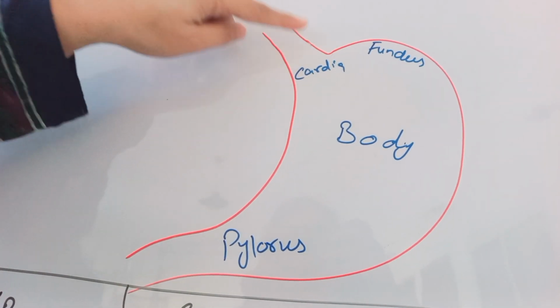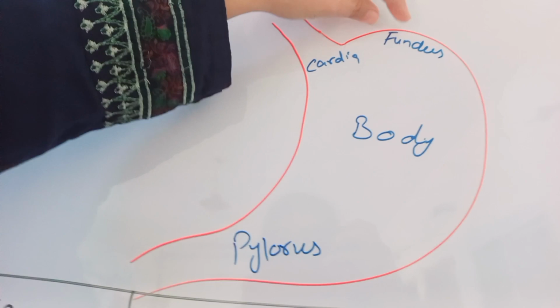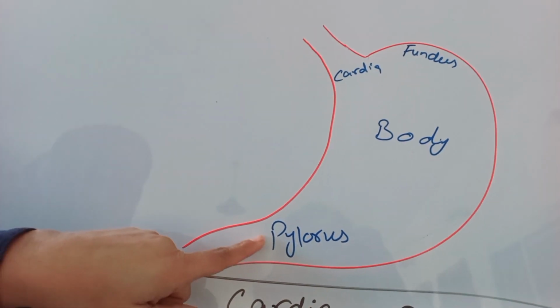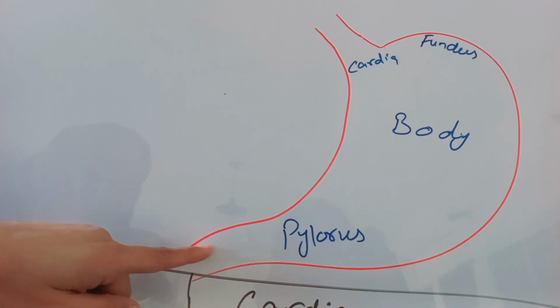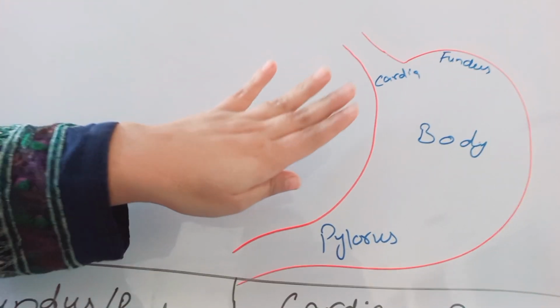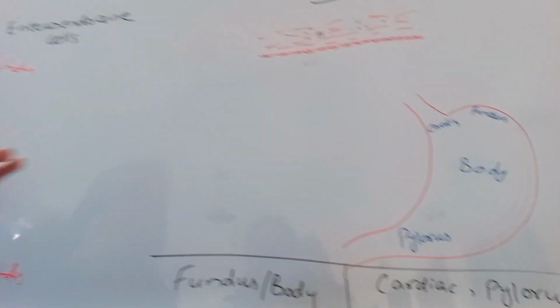the cardiac end, which is just close to the esophagus, then the upper dome shaped small part is the fundus, then this whole part is the body, and the last part, which just becomes continuous with the duodenum, is the pylorus. These are the four parts of the stomach, and we will discuss their differences one by one.